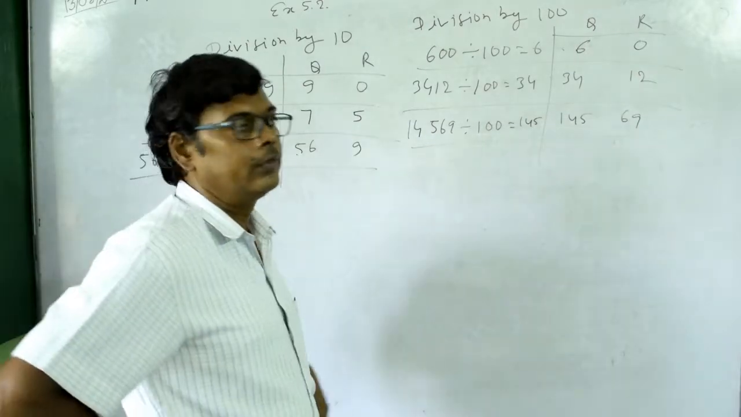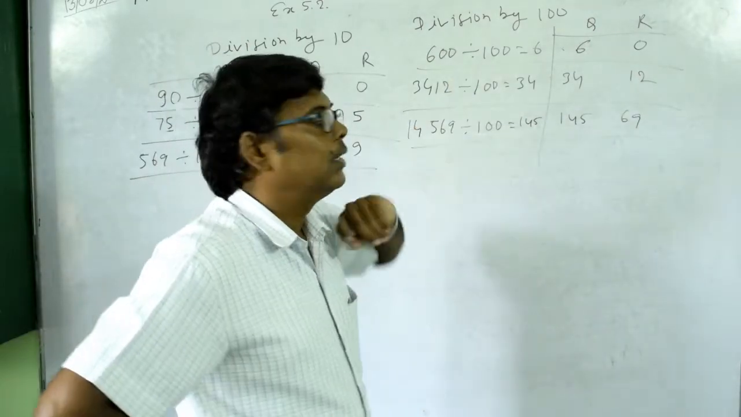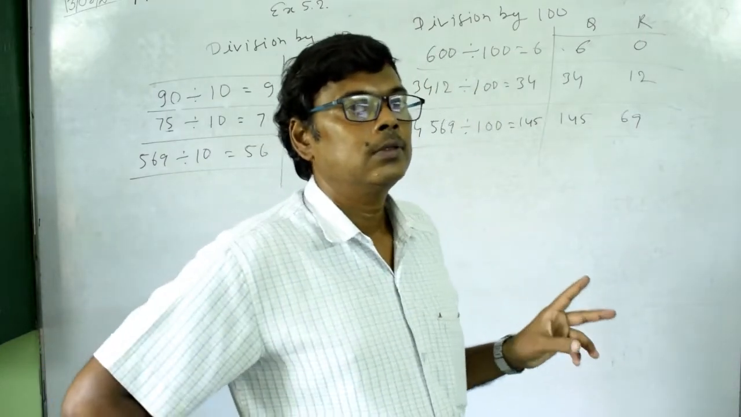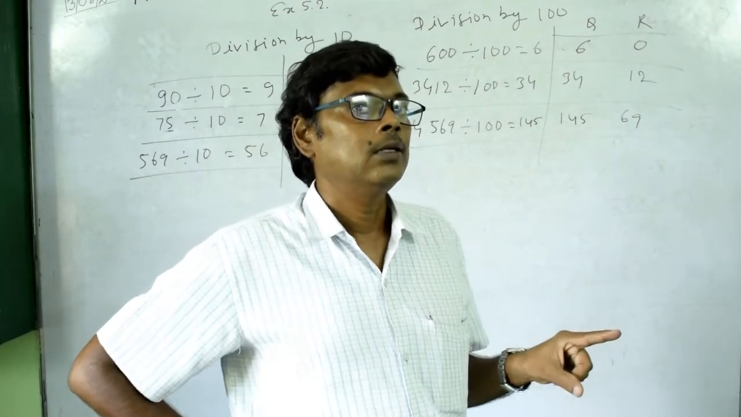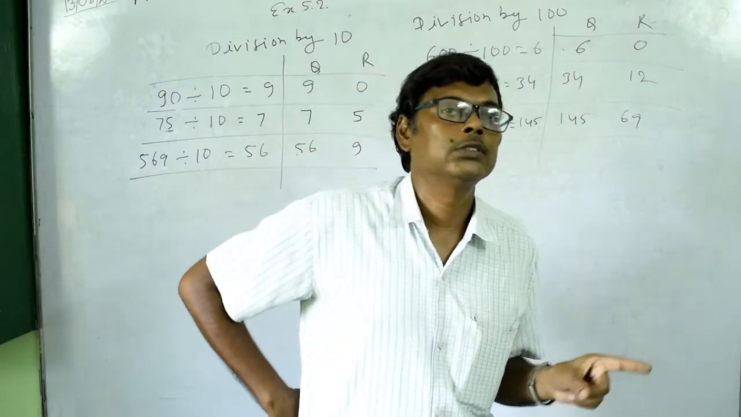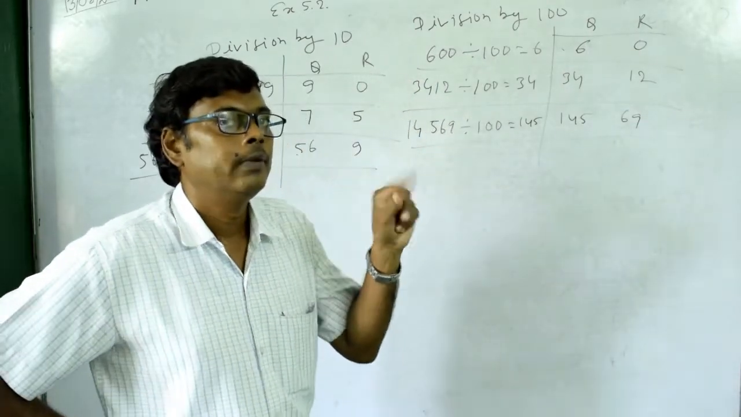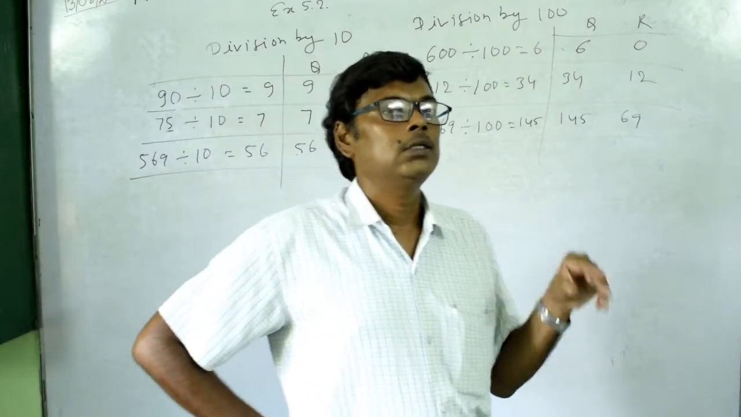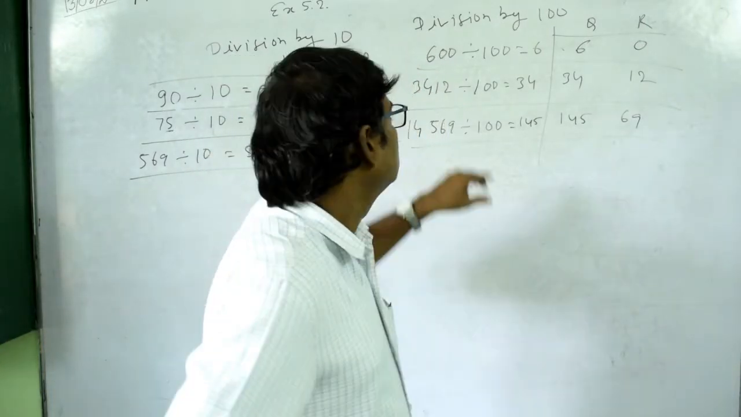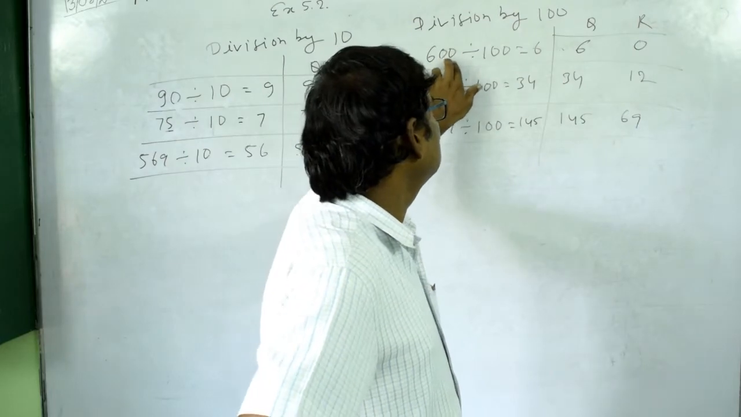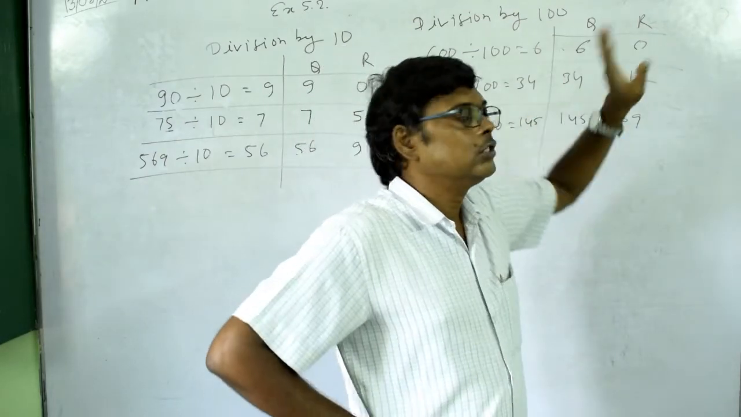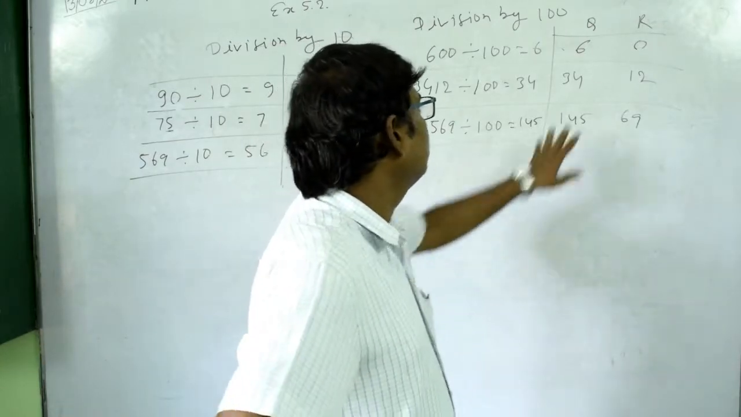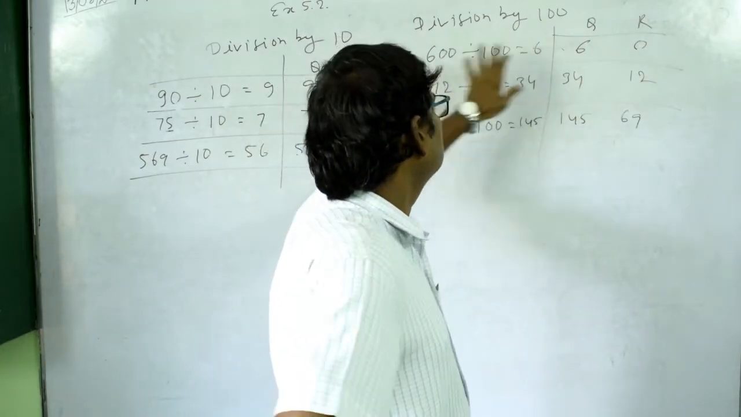Similarly here, if you divide any number by 100, then the number formed by the digits at the tens place and ones place will be the remainder and the number formed by the remaining digits will be the quotient. So here these two zeros, 0 0, we will write only 0. For two zeros or one 0, the meaning is the same, that is the remainder is 0 and 6 is the quotient.